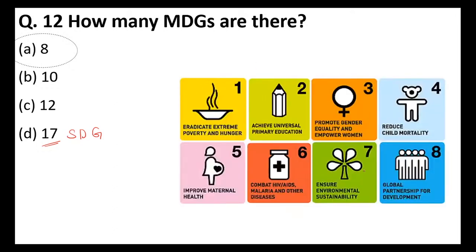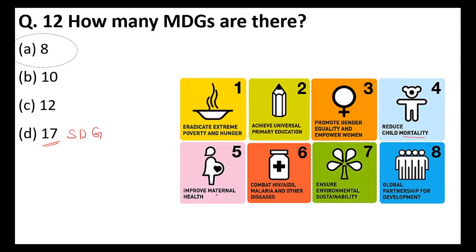So these are the 8 goals: eradicate extreme poverty and hunger, universal primary education, promote gender equality and empower women, reduce child mortality. Mortality means the number of children that die per 1000 born, because there are so many requirements, medicines and care that a child needs, and some countries or some people are not able to give them, hence the children do not survive. So that is reduce child mortality, improve maternal health.